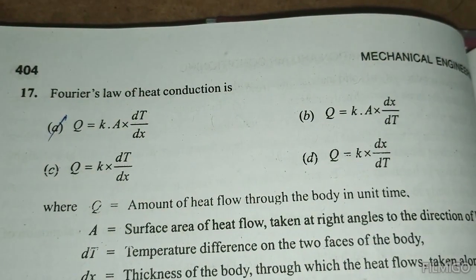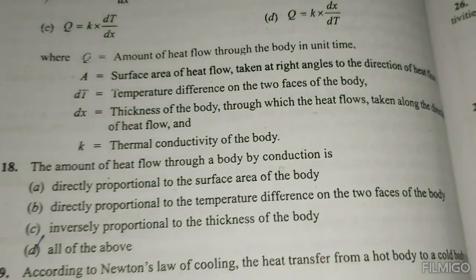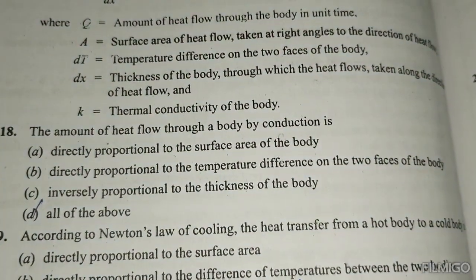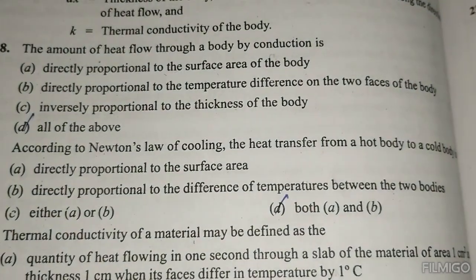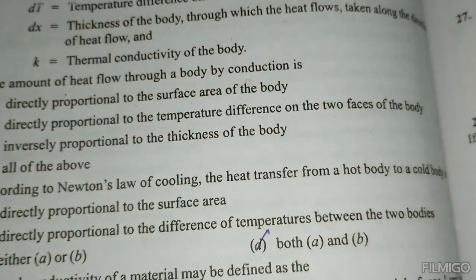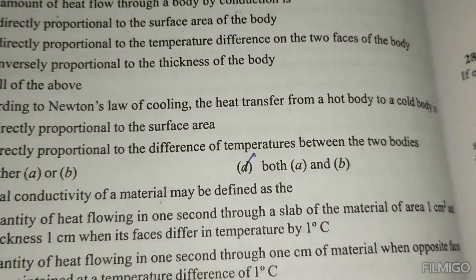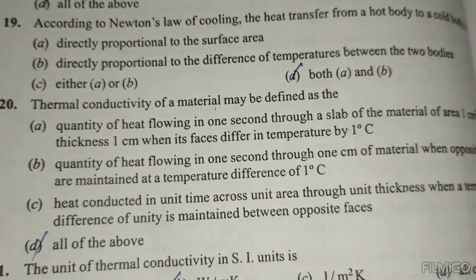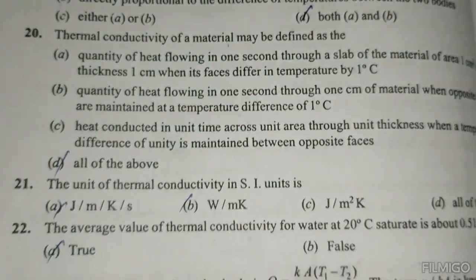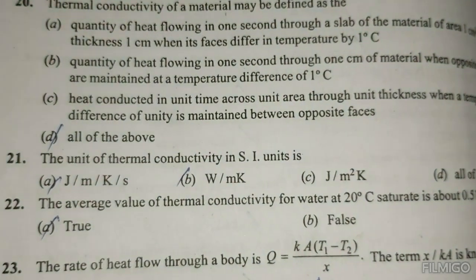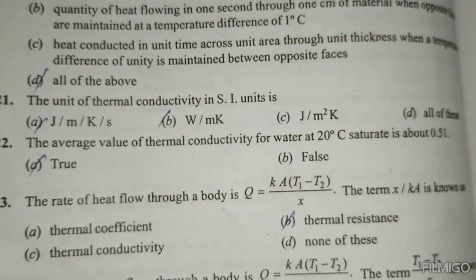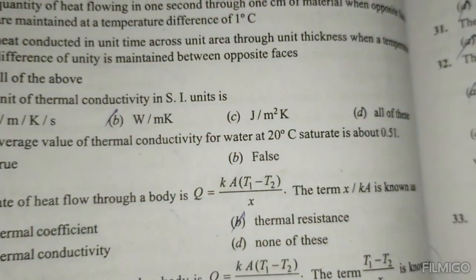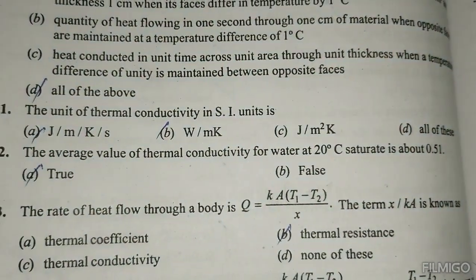Fourier's law of heat conduction: Q is equal to minus K A dT by dx. The amount of heat flow through a body by conduction depends on all of the above. According to Newton's law of cooling, the heat transfer from hot body to cold body is both A and B. Thermal conductivity of a material may be defined as all of the above. The unit of thermal conductivity in SI units is W/mK. The average value of thermal conductivity of water at 20 degrees centigrade is about 0.51. True.